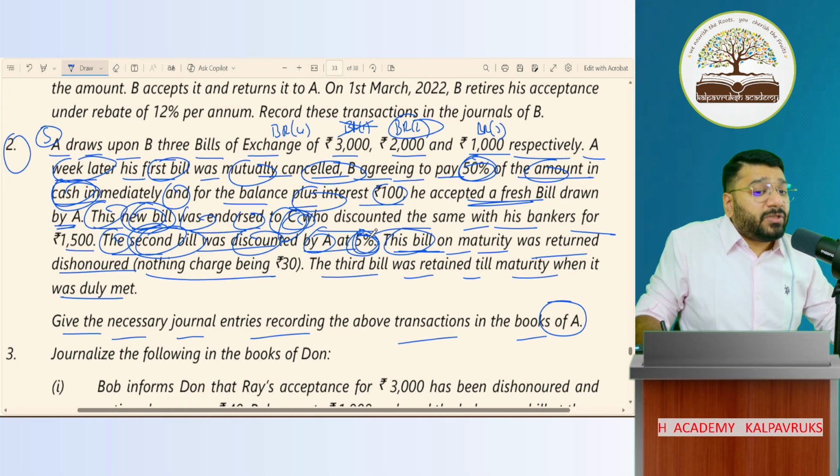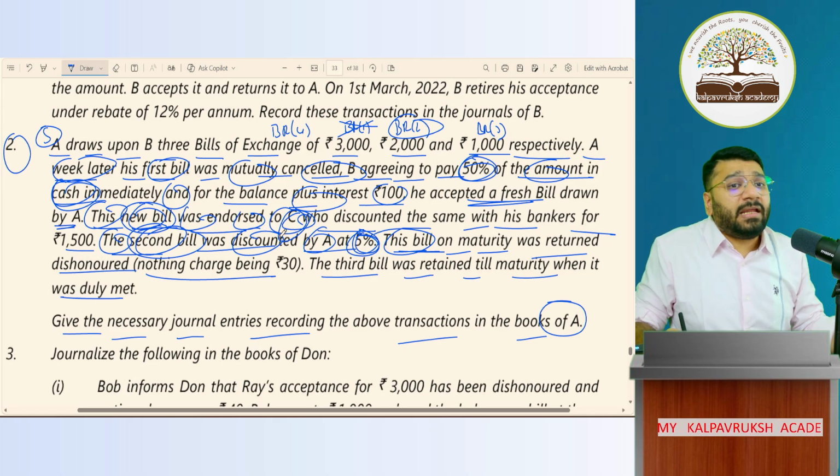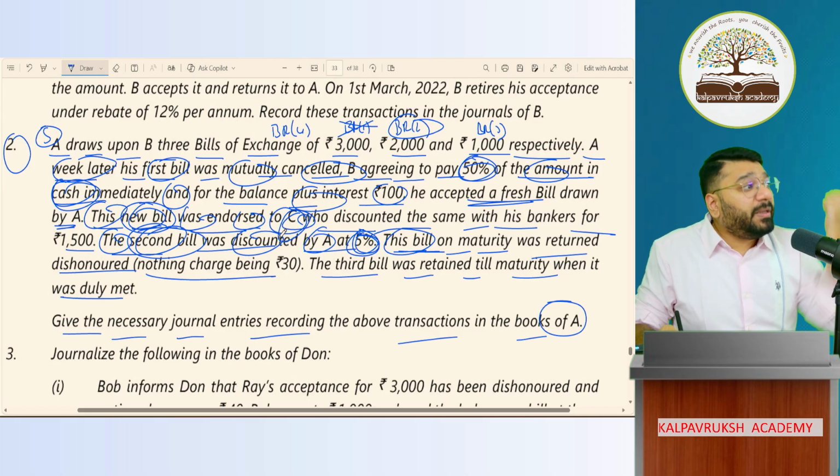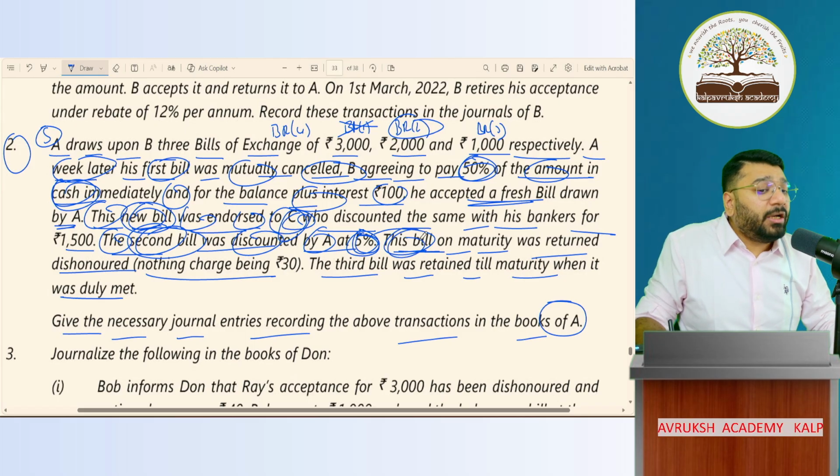This bill means which bill? The second bill, which is discounted. The previous line is talking about the second bill, and the next line is a continuation of the previous line. This bill, BR2, on maturity was returned dishonored.